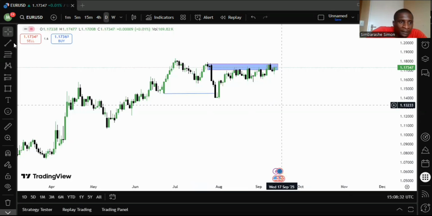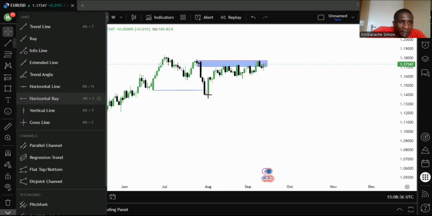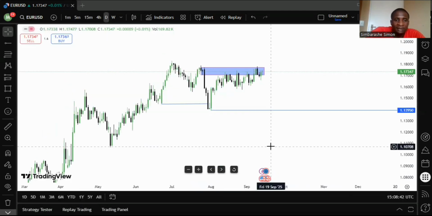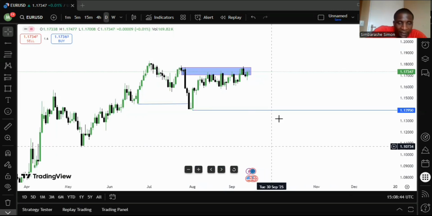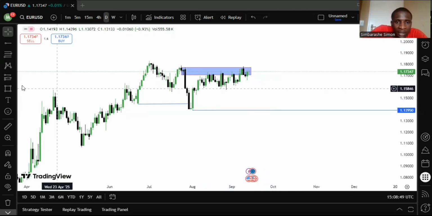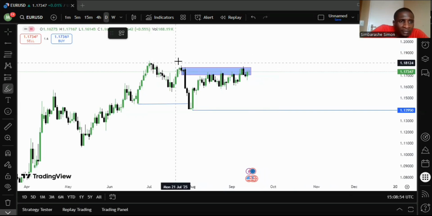So I can take the horizontal ray and tick out the swing point. Something like this, guys. As you can see, even if you ask anyone, this market is bearish, but currently we are reacting on this supply zone. Simple. Let me highlight this supply zone here. We have been tapping it multiple times.